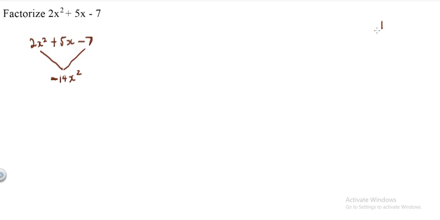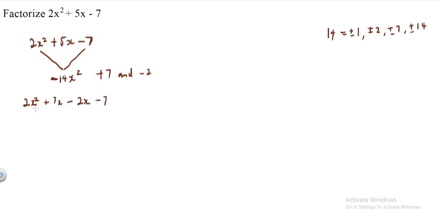Now, from the previous question, we already know that the factors of 14 are plus minus 1, plus minus 2, plus minus 7, and plus minus 14 itself. So the two terms we are looking at here are plus 7 and minus 2. That means we can rewrite this expression as 2x squared plus 7x minus 2x minus 7. Like I said before, we group in twos. So we group from this and then we group from here.